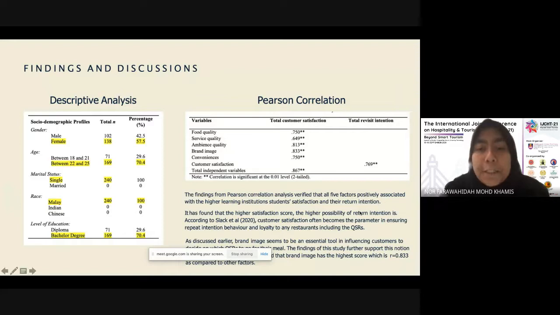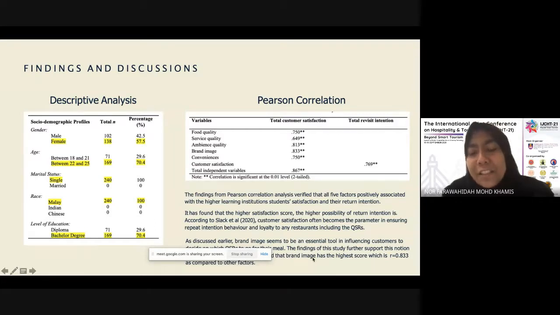As for the finding from the Pearson correlation, it verified that all 5 factors positively associate with higher learning institution students' satisfaction and their return intention. It was found that the higher the satisfaction score, the higher the possibility of return intention. According to Slack et al. 2020, customer satisfaction often becomes a parameter in ensuring repeat intention behavior and loyalty to any restaurant, including QSR.